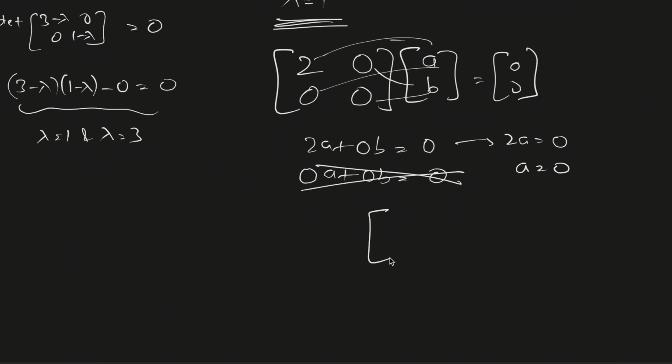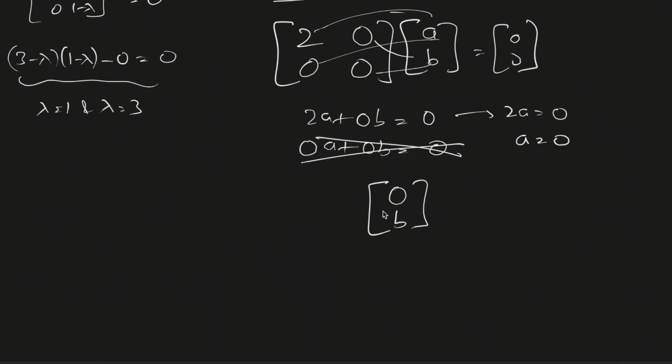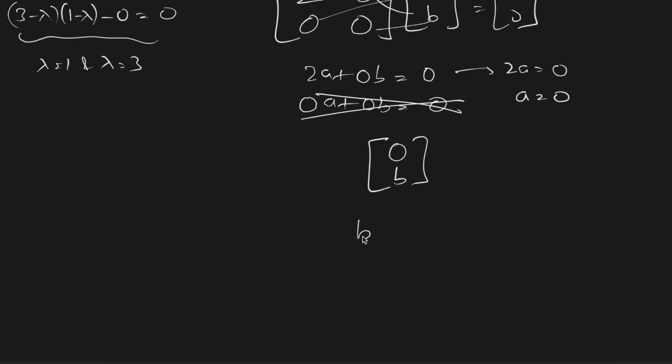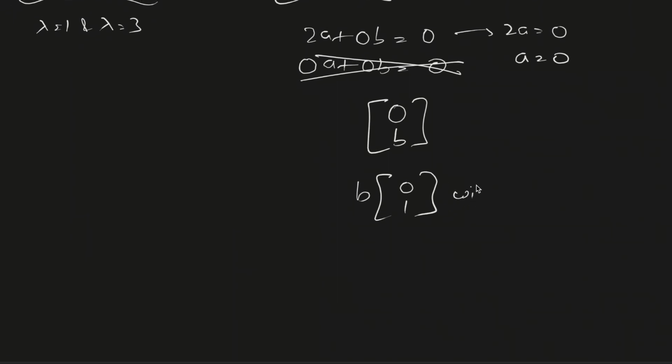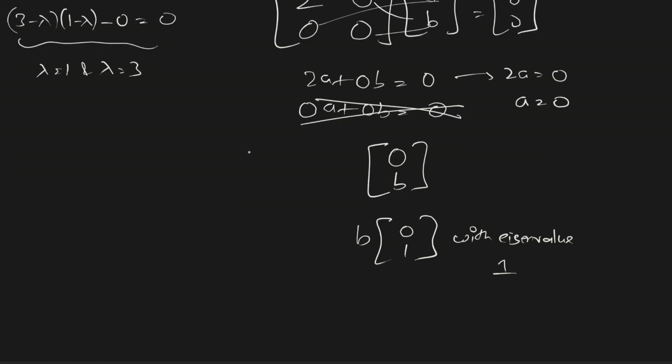So I'll say any vector of the form 0 B is basically an eigenvector of this transformation matrix, which can be written as any multiple of 0 and 1. So any multiple of 0 1, or basically 0 1 times B, is an eigenvector with eigenvalue 1.